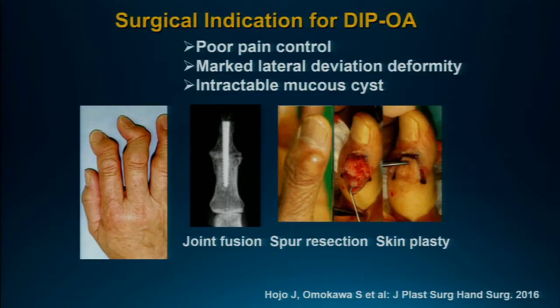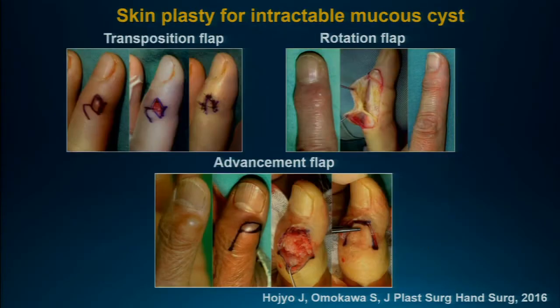And the surgical indications for the DIP-OA are three. First is very poor pain control, which is very rare. The second is marked lateral deviation deformity, which causes disability in the patient. We do a joint fusion for this kind of patient. And the third indication is an intractable mucous cyst that may lead to infection. So we do surgery for this kind of patient using a skin flap, rotation, transposition, or advancement flap, depending on the size and the site of the mucous cyst.